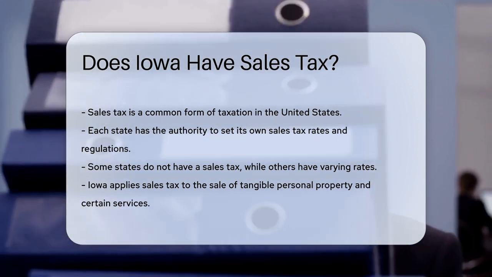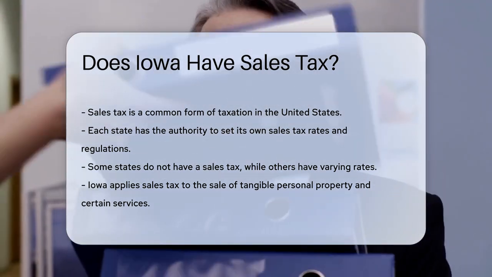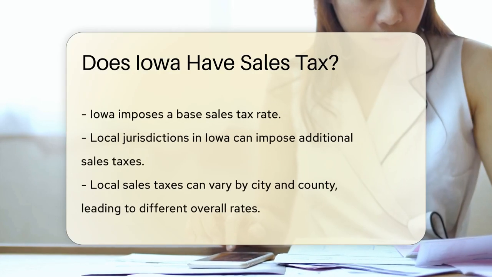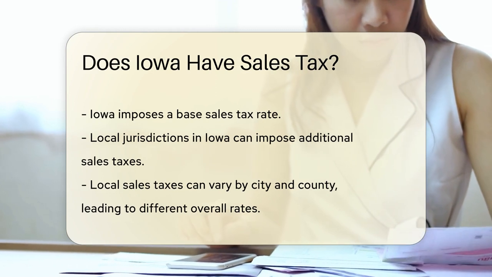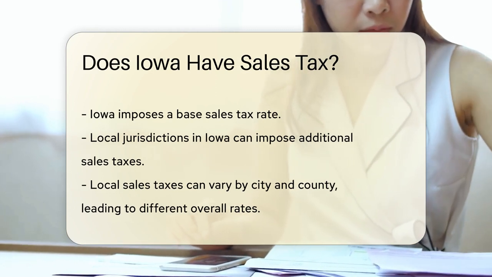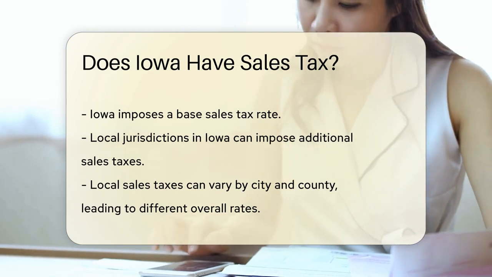In Iowa, sales tax is applied to the sale of tangible personal property and certain services. The state imposes a base sales tax rate. However, local jurisdictions within Iowa can also impose additional sales taxes. These local taxes can vary by city and county, leading to different overall rates across the state.